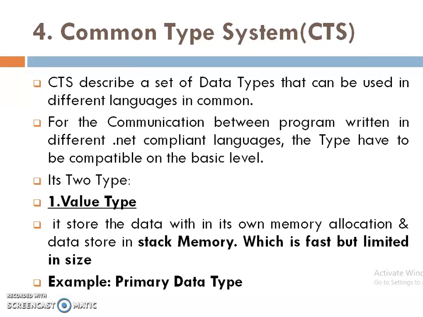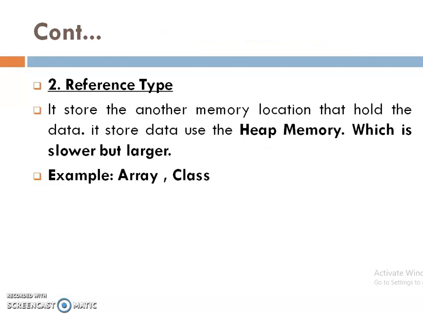For communication between programs written in different .NET compatible languages, the types have to be compatible at the basic level. It has two types. First, value type. It stores the data within its own memory allocation, and the data is stored in stack memory, which is fast but limited in size. For example, primitive data types. Then the second type is reference type. It stores another memory location that holds the data. It stores the data using heap memory, which is slower but larger. For example, arrays and classes.